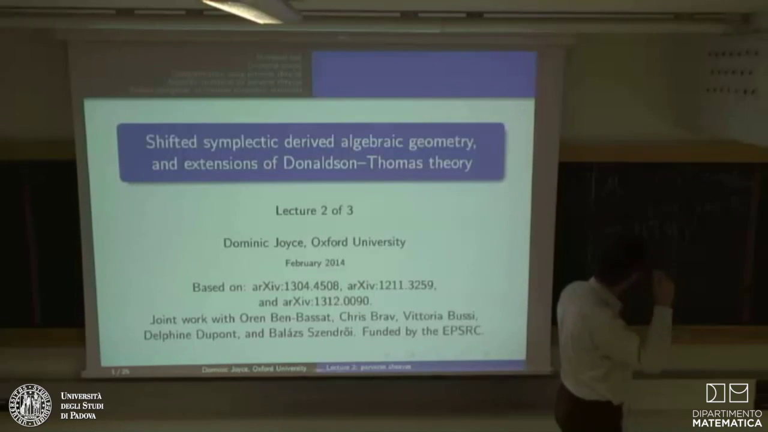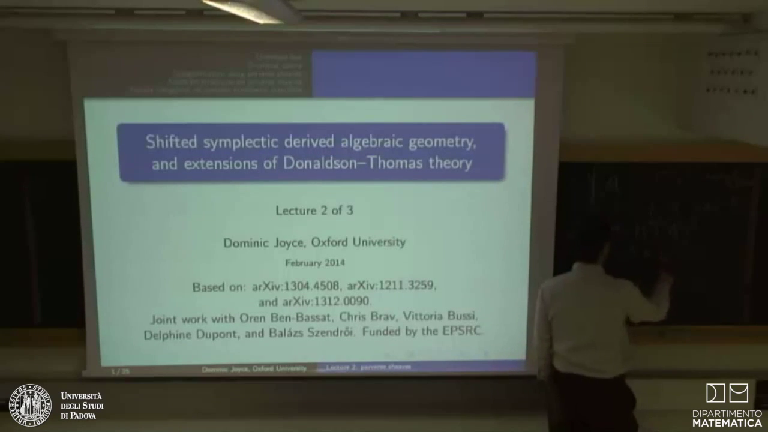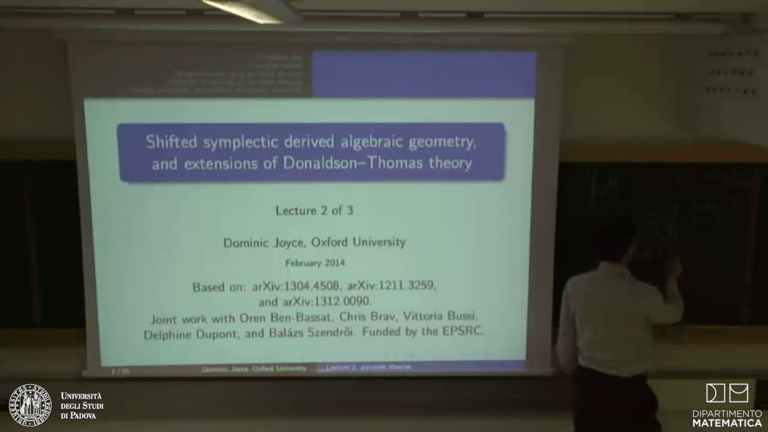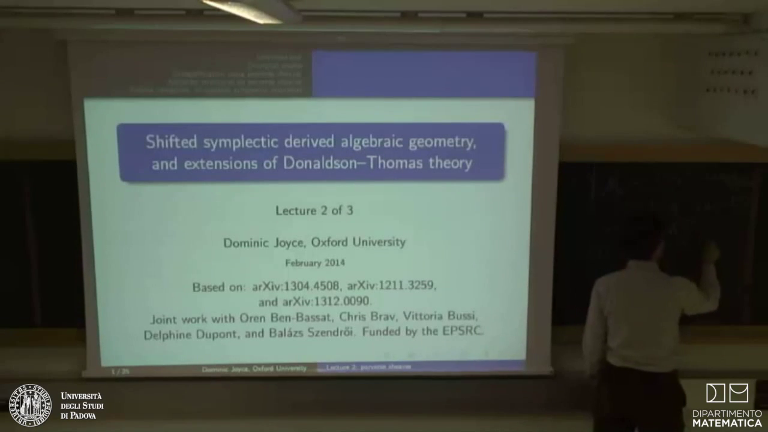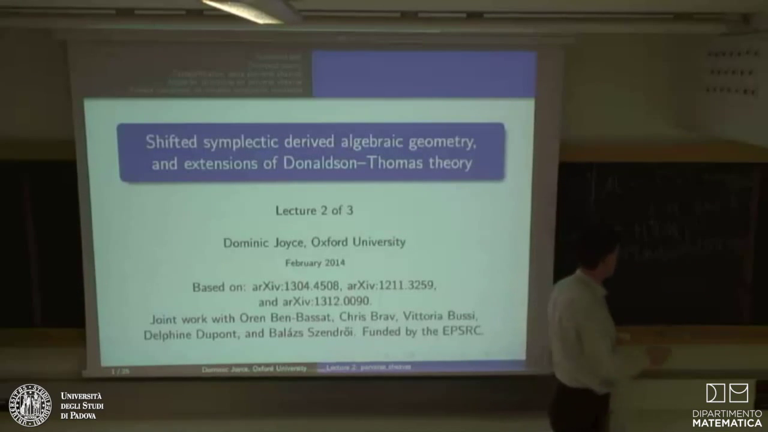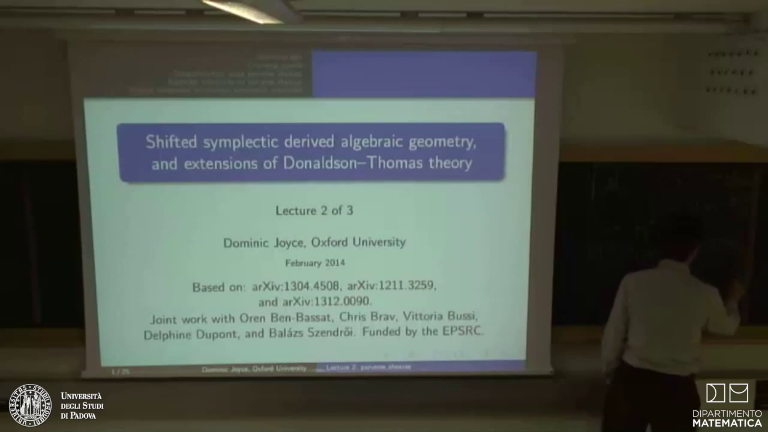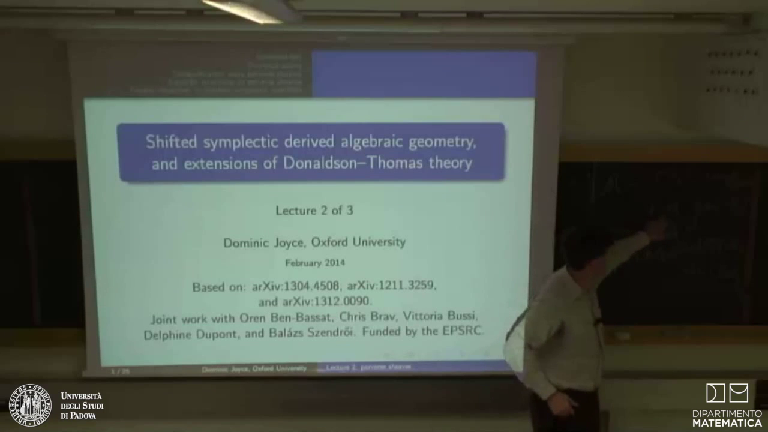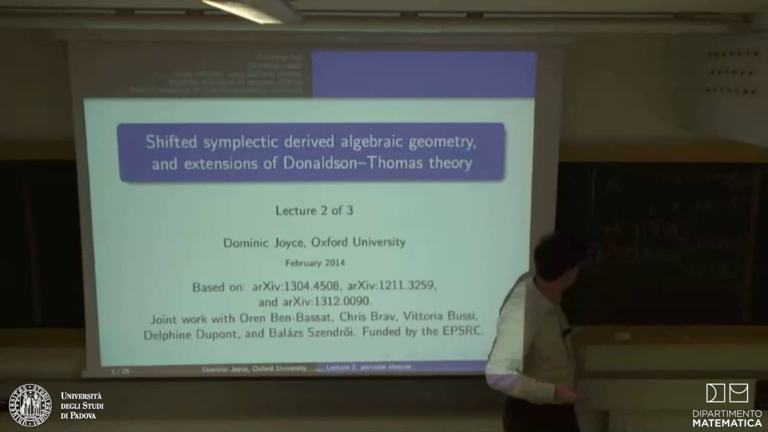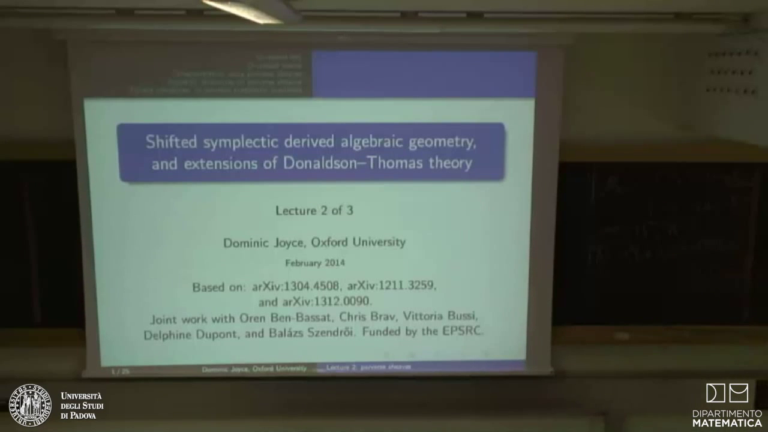So some properties we would like would be that the Euler characteristic of this cohomology is either the Donaldson-Thomas invariant of M, in the case we're in the Calabi-Yau 3 case, or the intersection number of L and N, in the case in which L and N are compact Lagrangians in some symplectic manifold. So we're looking to categorify either Donaldson-Thomas theory of Calabi-Yau 3 folds or Lagrangian intersections.